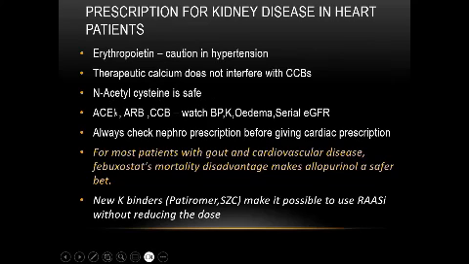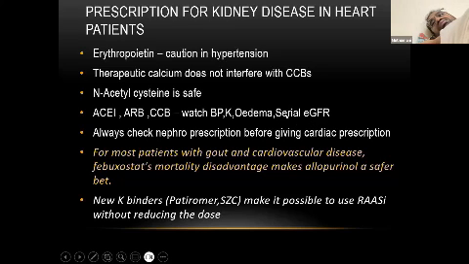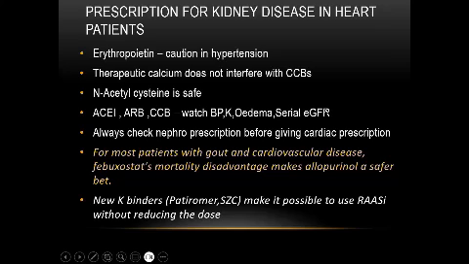When you use ACE inhibitor, ARB, and calcium channel blockers in a patient with known kidney disease, please always watch for blood pressure, potassium, and also calcium blocker-induced edema. Always do a serial GFR. Whenever the serial GFR is falling by more than 15%, you have to consider stopping or reducing the ACE inhibitor and ARB.